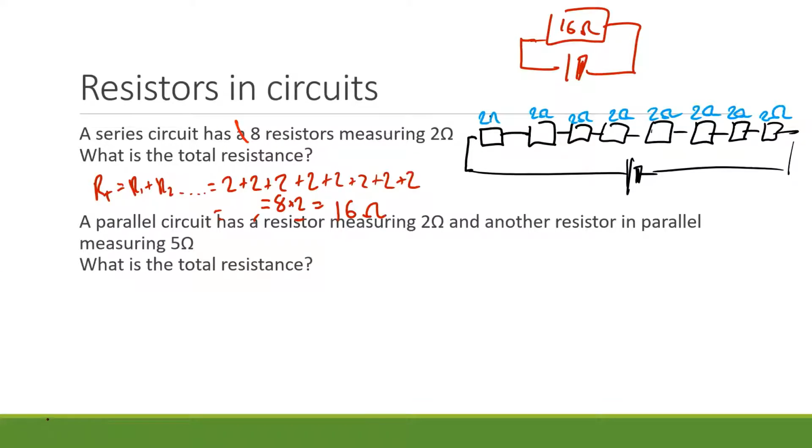Well, let's draw this first. We have a battery, and that battery is connected to 2 paths. One path is going to go to the right, and one path is going to go up. The one that goes up is going to be connected to a 2-ohm resistor. The one that goes to the right is going to be connected to a 5-ohm resistor.